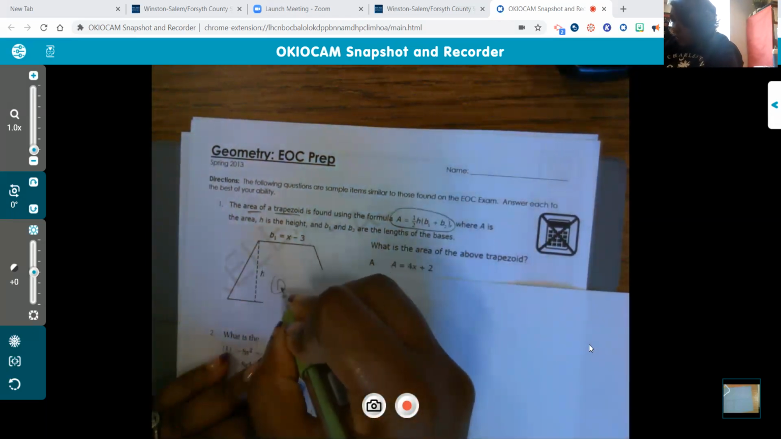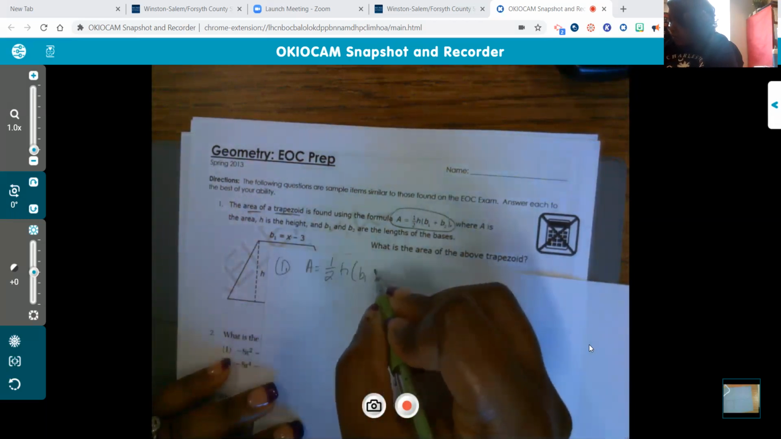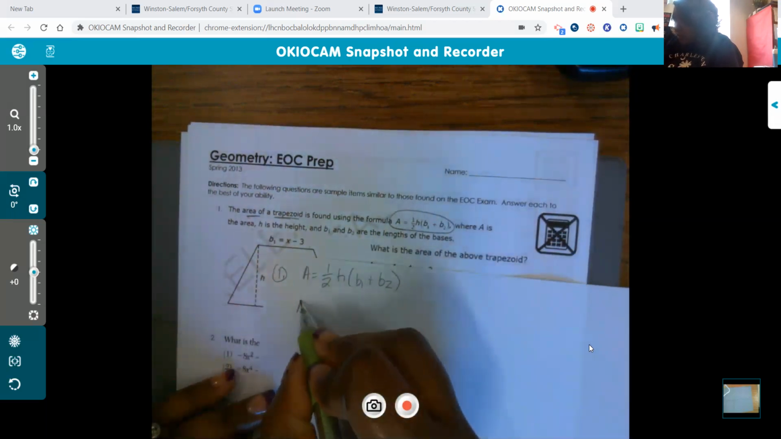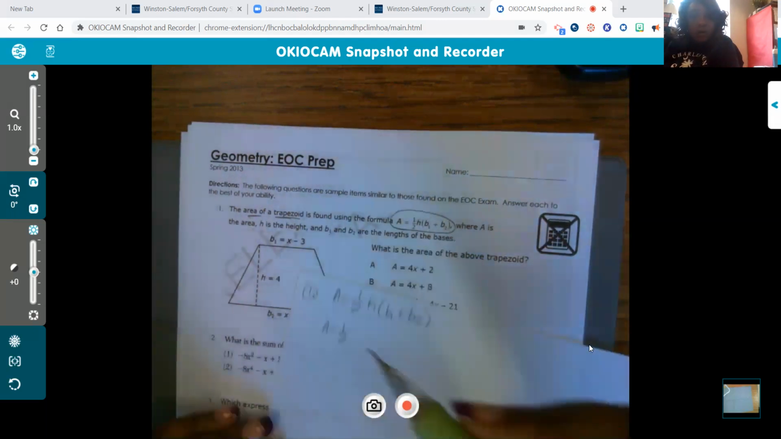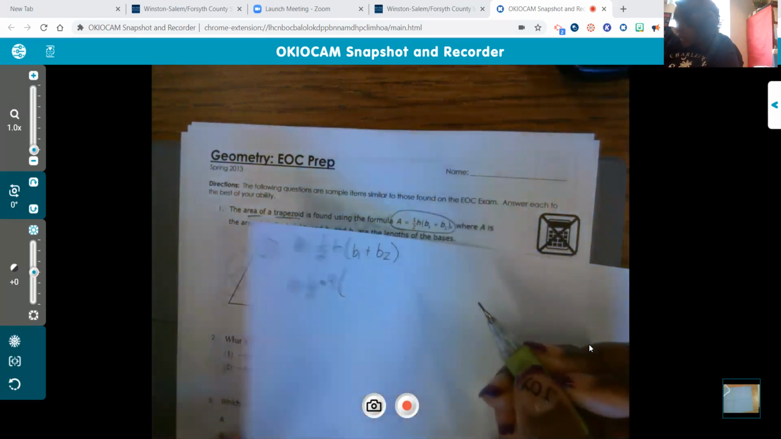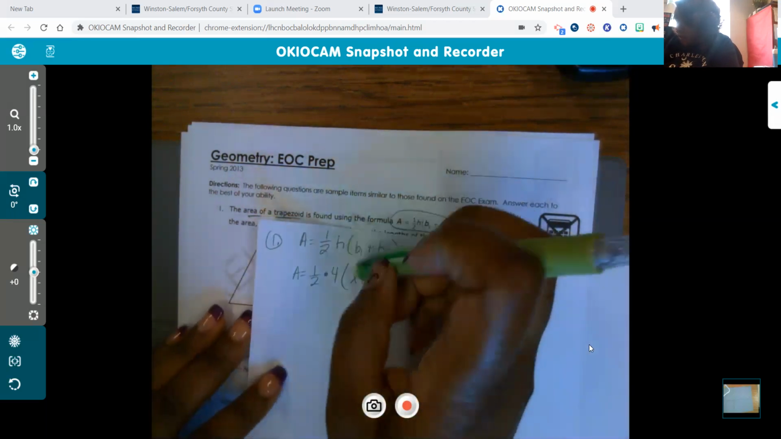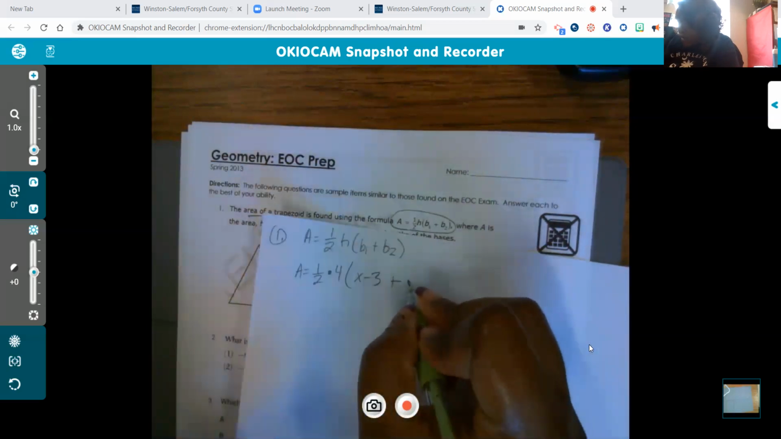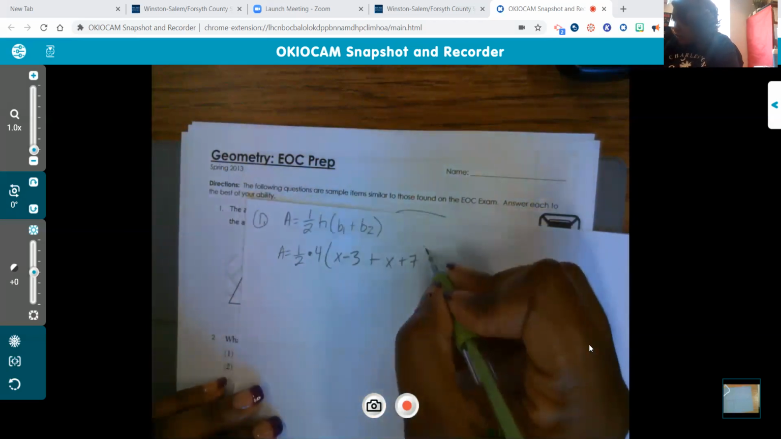So number one, you rewrite the formula. A is equal to 1/2 h times (base 1 plus base 2). Be careful to substitute these values correctly. A is equal to 1/2, your height is here, which is 4, so you're going to put 4. And you're going to add the two bases together. Your first base is x minus 3, and then you're going to add x plus 7. So you're going to add the values together.